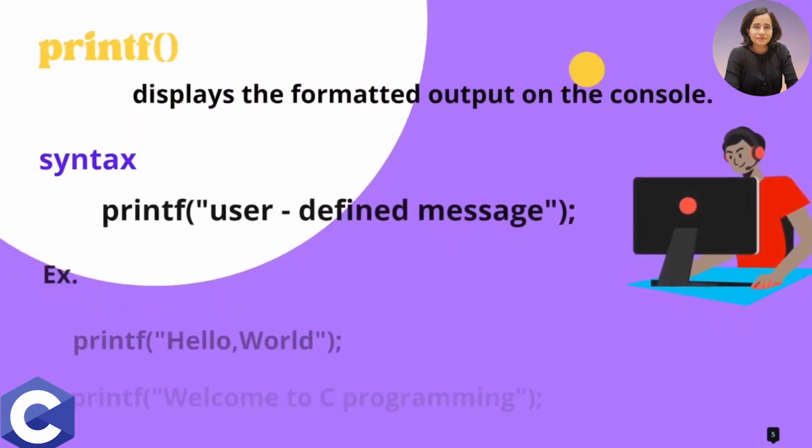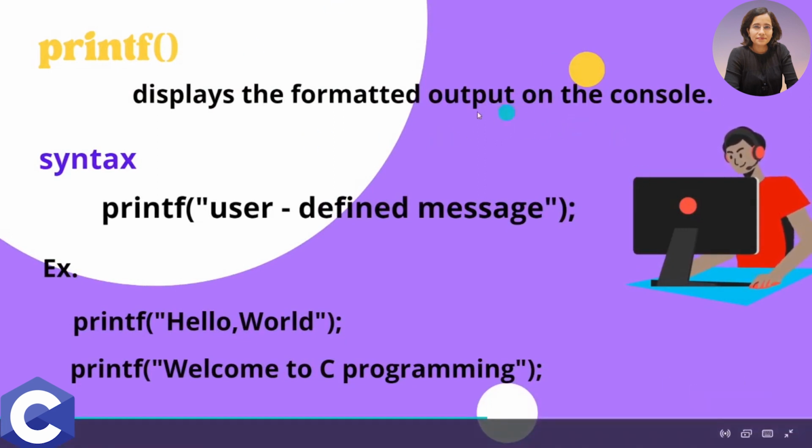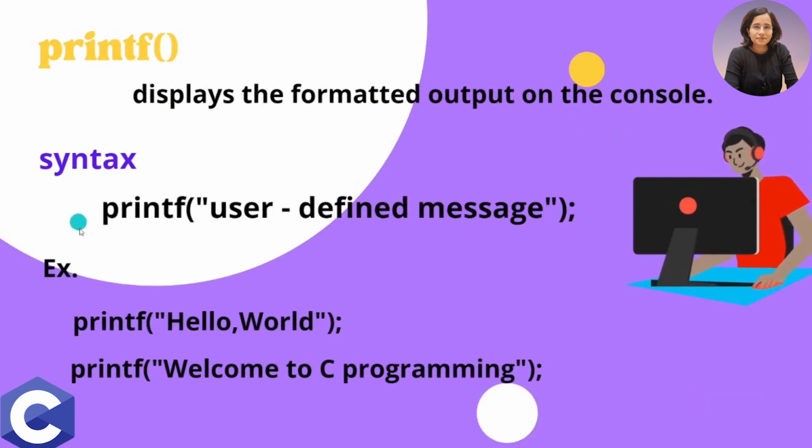The first is the printf function. It is used to display formatted output on the console. The printf statement can be used in two ways. The first way is to display a message on the screen.